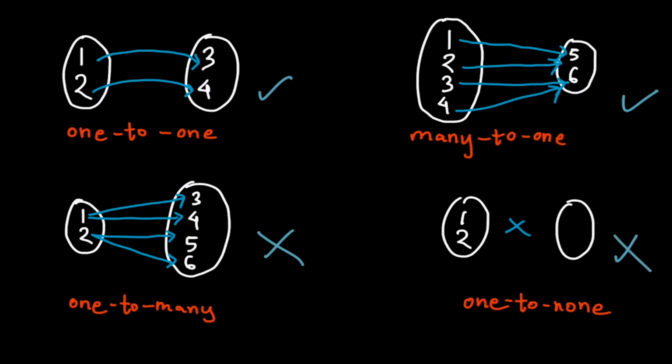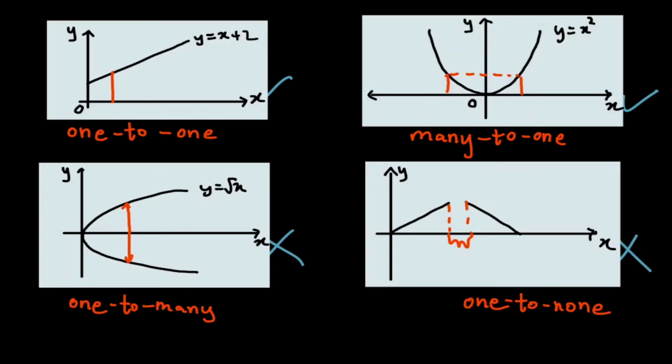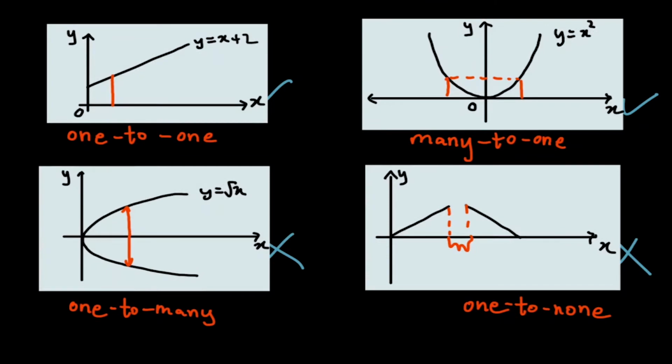Let's use diagrams to clear out the concept more. So we can see in a one-to-one function, in the curve y equals x plus 2, one value of x gives one value of y, one unique value of y. So there is one unique value of y for every value of x. In a many-to-one function, two values of x give one value of y as seen in this equation. But there is one unique value of y for each unique value of x.